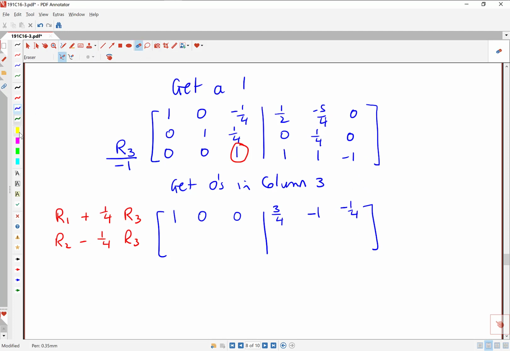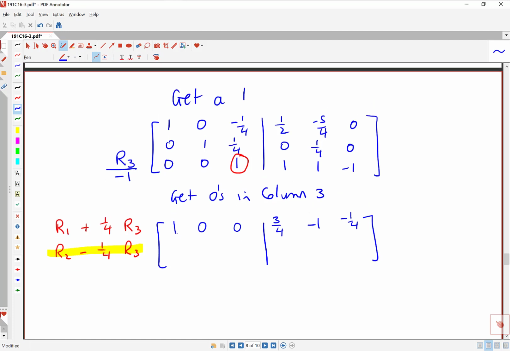And then middle row, the operation we're going to do is row 2 minus 1/4 times row 3. So that's going to give us 0, 1, 0. And then continuing that operation, 0 minus 1/4 times 1, it's going to give us minus 1/4. 1/4 minus 1/4 times 1, it's going to give us 0. And then 0 minus a quarter times negative 1 is going to give us positive 1/4. Okay, and then bottom row just gets recopied and we are done.